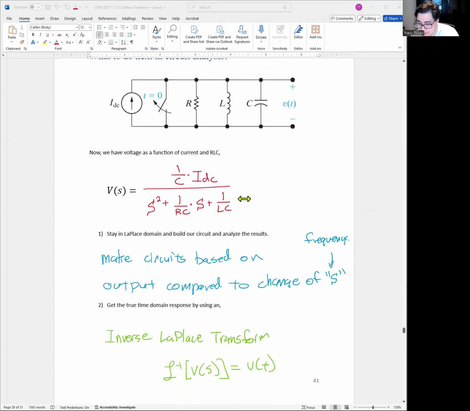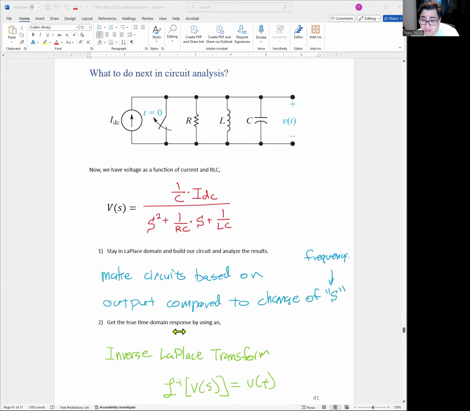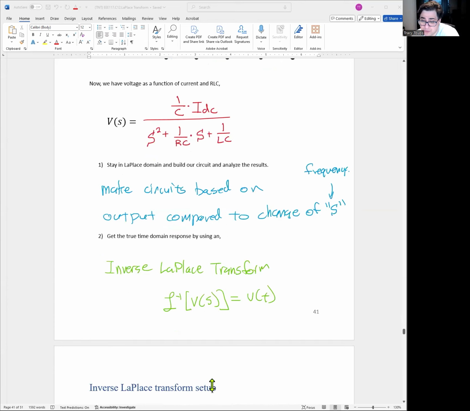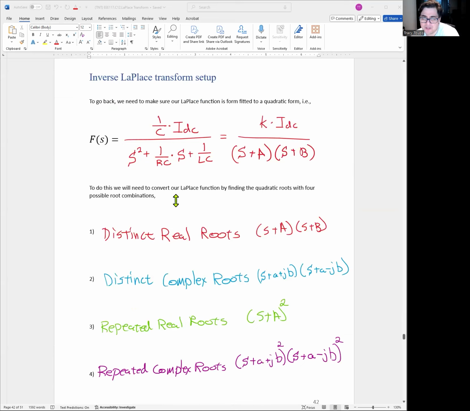Now, of course, this is a circuit analysis course. I just need to show you the method of doing inverse Laplace transform. I'm not going to go into detail, but it's something you should learn. So the first step in doing any inverse Laplace transform is taking whatever frequency domain function you have, and you have to divide it into roots.